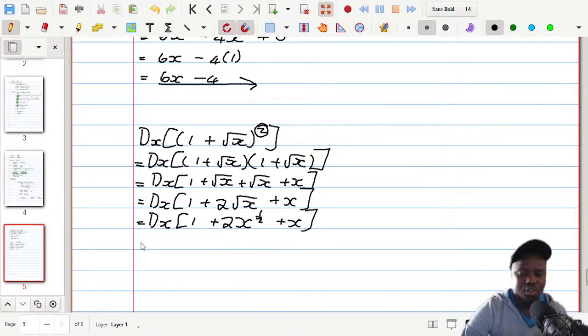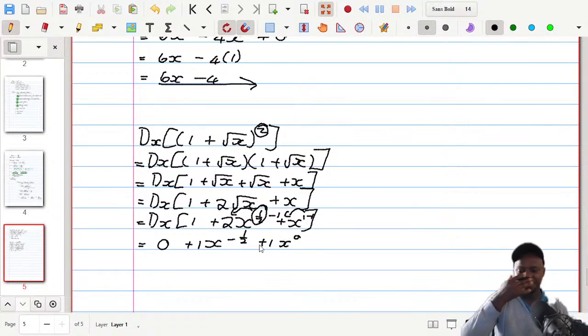Now we can use our power rule. The derivative of 1, that is 0. Multiply exponent with coefficient. 2 times a half, that's going to give us just 1, x. Subtract 1 from the exponent, this is negative a half. X has an exponent of 1 here. Multiply exponent with coefficient, that's just going to give us 1. Subtract 1 from exponent, this is x to the power 0.